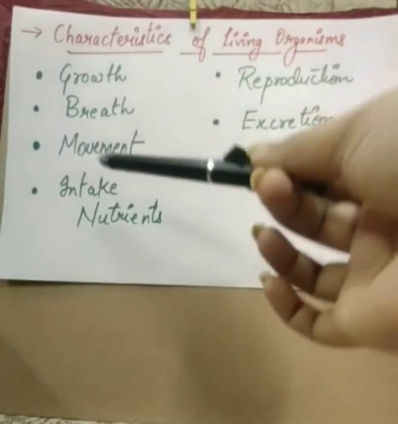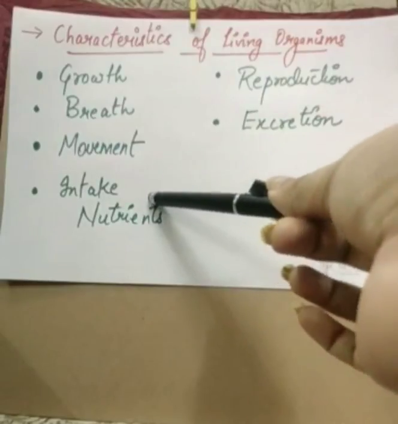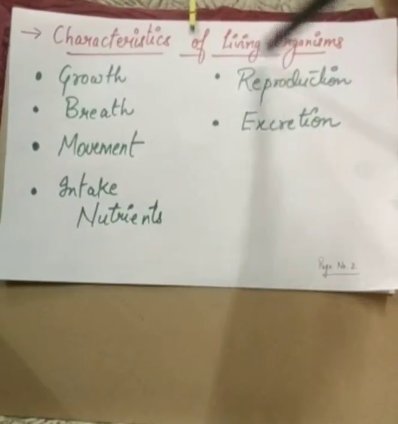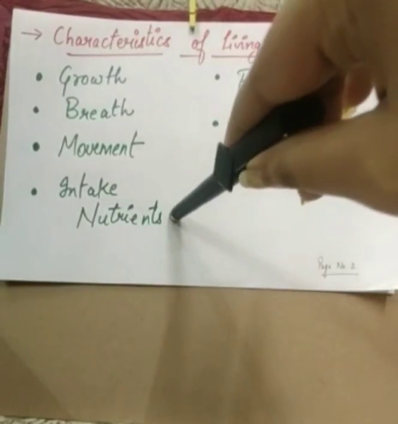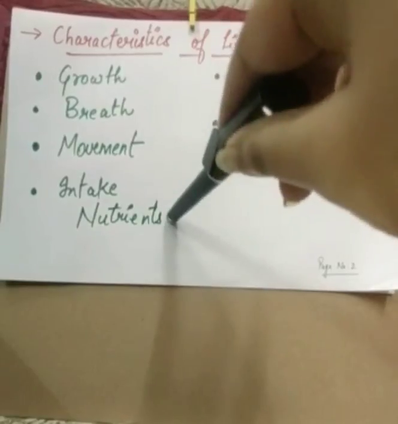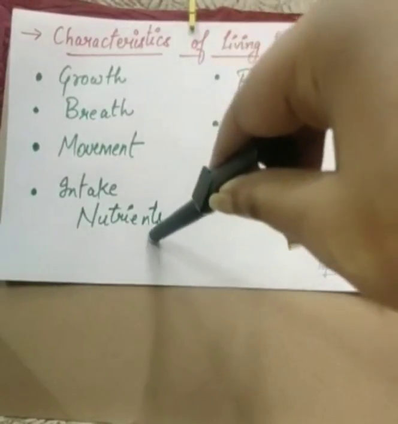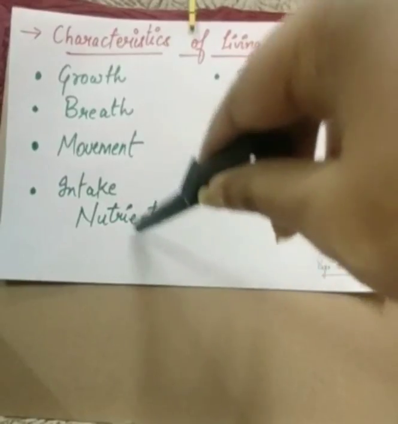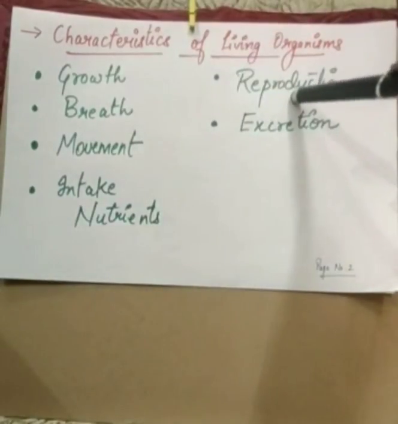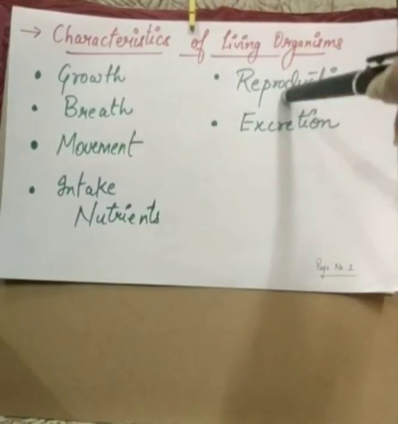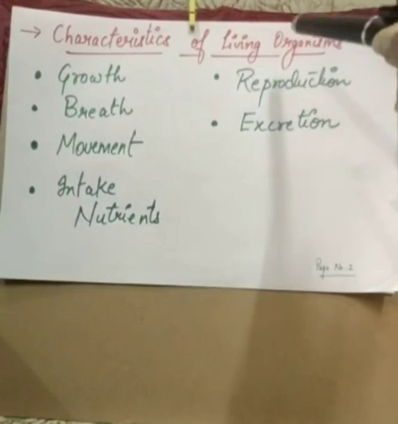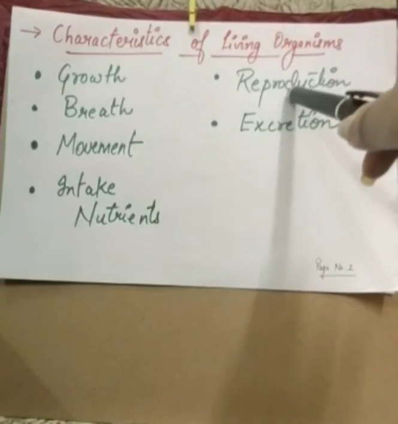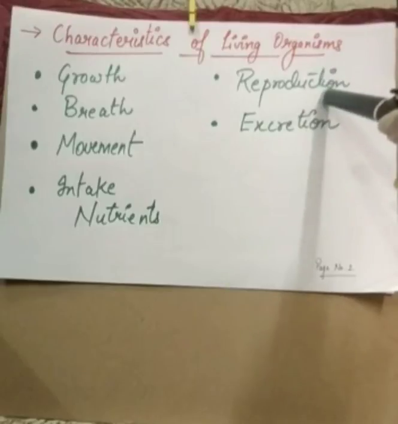Now moving to the next one, that is intake of nutrients. For doing any kind of activity, living organisms require energy, and that energy comes from nutrients only. When we take any kind of food material, that provides us energy. Now moving to the next one, reproduction. It is also an essential part of identifying that a living organism has this characteristic. Reproduction means to produce new organisms.